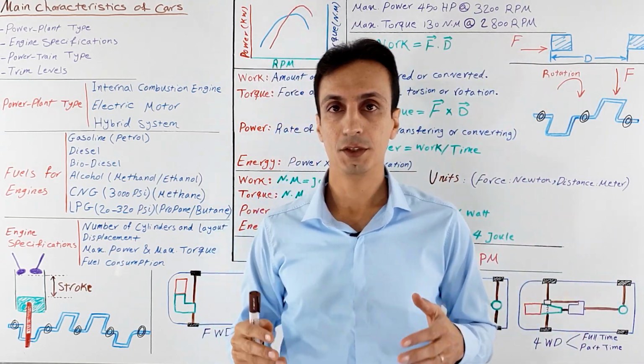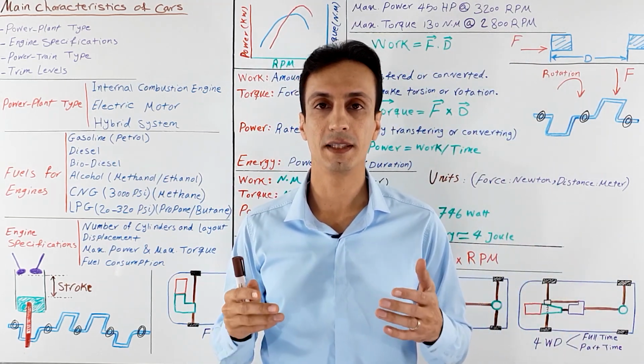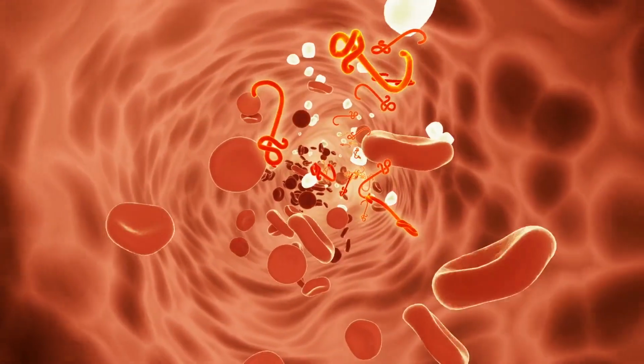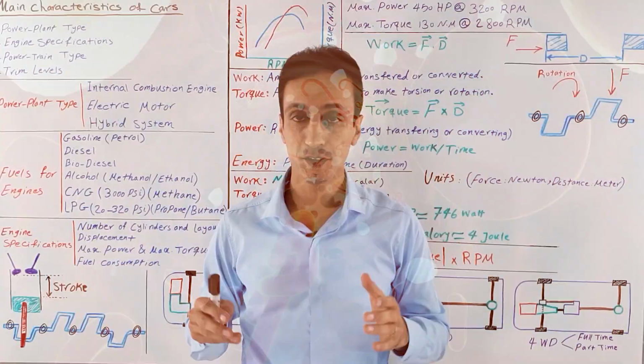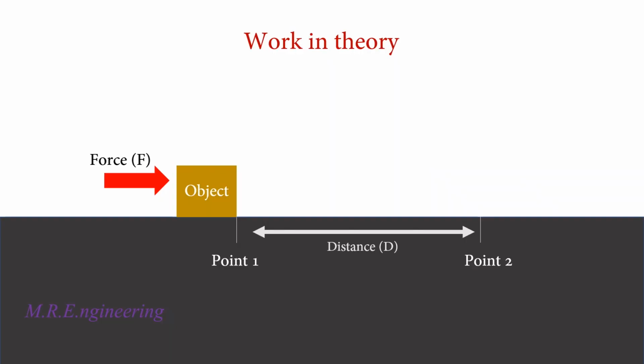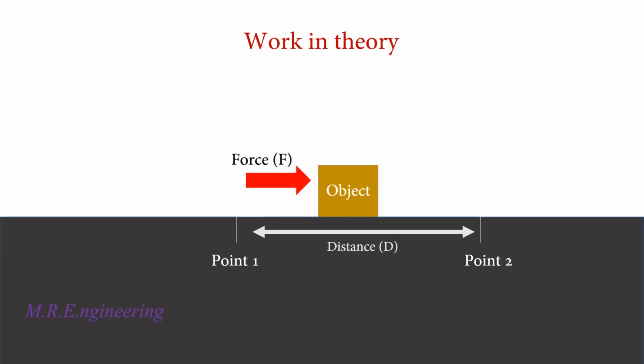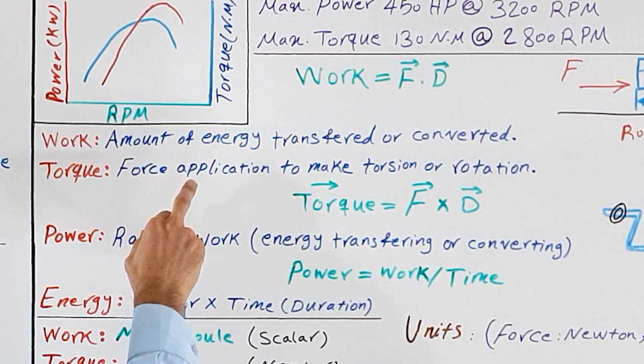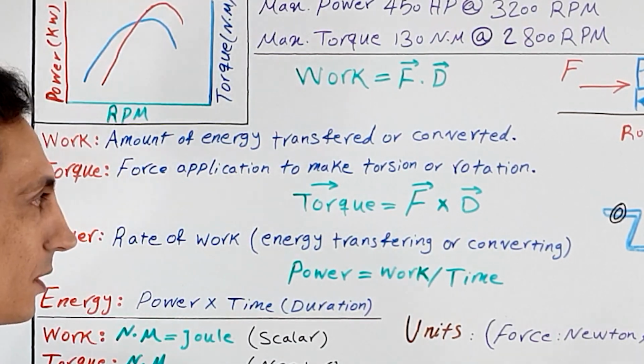Imagine yourself. You have some energy in your body that is reserved in your blood and cells, and you know them as calories. Now, if you use this energy to move an object, you apply a force to that object, and the result in technical language is the work that you have done. Also, work is defined as the amount of energy transferred or converted.